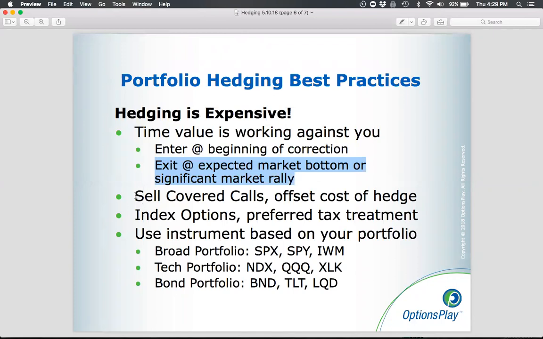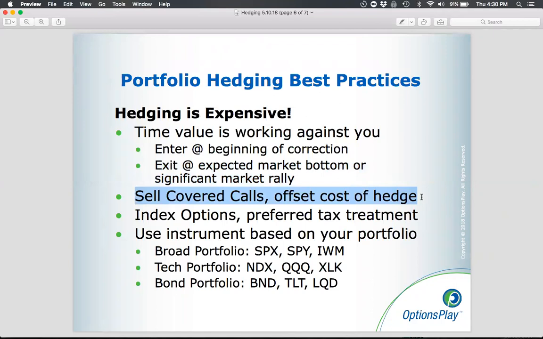Number two, because it's expensive, you can actually help offset the cost of a hedge by selling covered calls. So if you own a bunch of stocks and ETFs in your account and you're buying one put to hedge your portfolio, you should be selling covered calls on the individual stocks in your portfolio to offset the cost of that hedge. That's one way to bring the cost of buying insurance down.